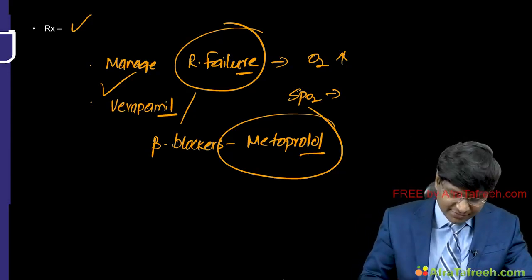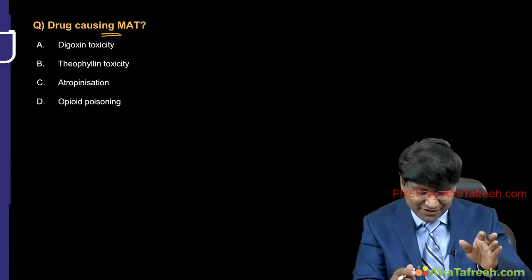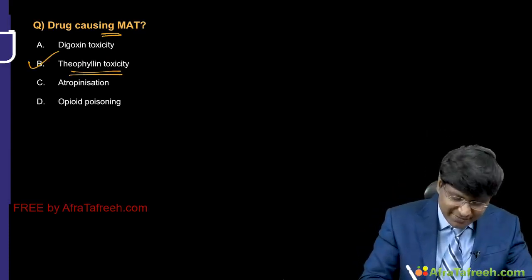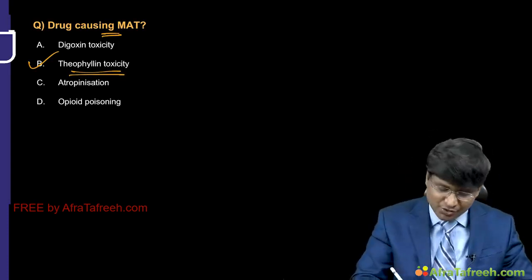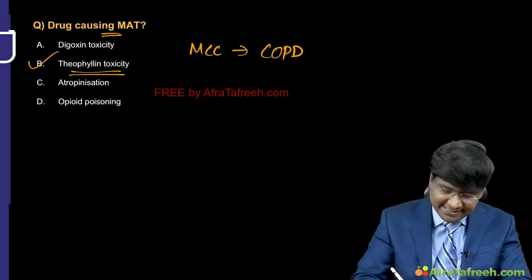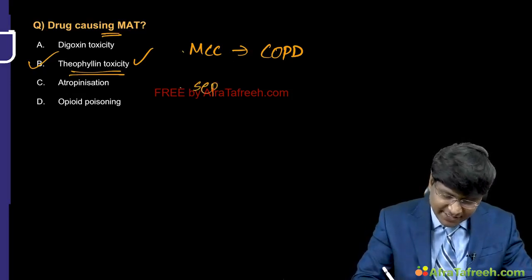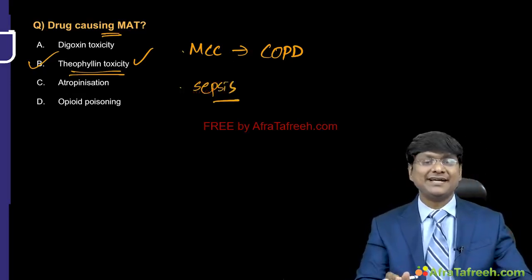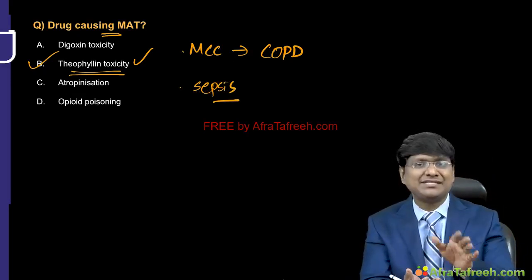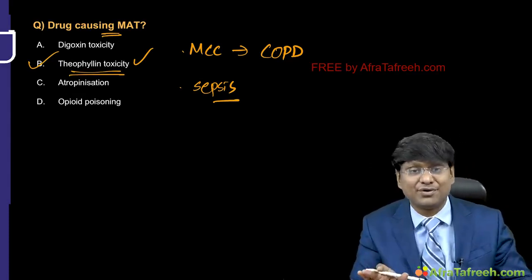Accordingly, you have a question: drugs causing multifocal atrial tachycardia. The options are digoxin toxicity, theophylline toxicity, atropinization, opioid poisoning. So the drug where you come across this MAT is theophylline toxicity. If you see, the most common cause will be COPD. The drug toxicity will be theophylline toxicity, and even sepsis can also cause multifocal atrial tachycardia. So if the etiology of the MAT is other than COPD, then you can give this cardioselective beta blocker, that is metoprolol.